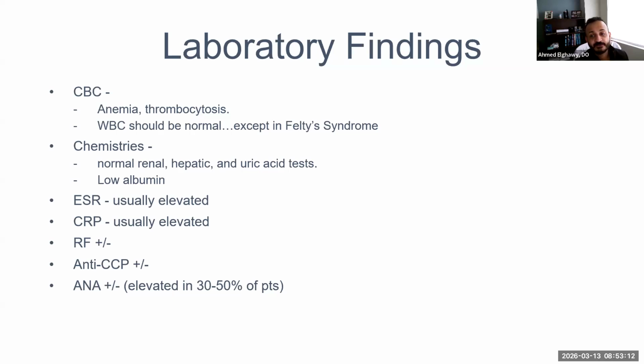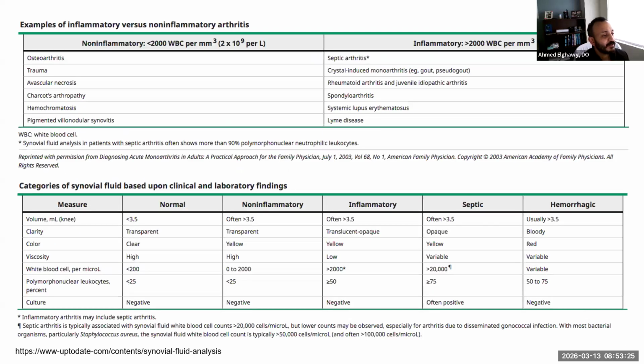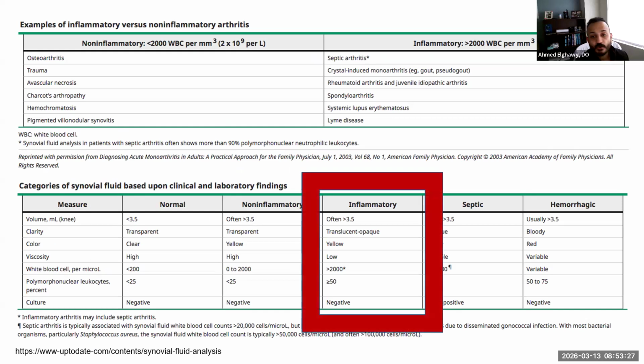And if you were to aspirate a joint, the things that we would look for are cell count, crystals, Gram stain and culture, and we'd be looking at the appearance of the synovial fluid. In an inflammatory disease, we're typically looking at more cloudy yellow synovial fluid. And if you were to get a cell count, you would see anywhere between 2,000 and 50,000 white cells. You can actually have more. When you're thinking about more than 50,000 white cells, you start to get a little bit worried about a septic joint, though in a septic joint, you'll typically see positive cultures as well.